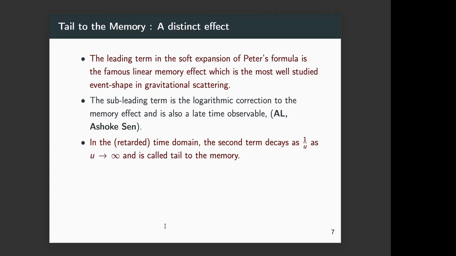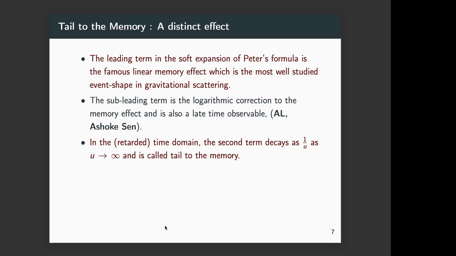this famous linear memory effect, which is the most well-studied radiative observable, or what I would often call event shape, in gravitational scattering. And then the sub-leading term, which is going to be of main interest to us, is the logarithmic correction to the memory effect. It's also a late time observable in the sense that we are assuming the detector kicks in at very late time or at very low frequency. In the time domain, the second term decays as 1 by u in the retarded time, and it's called the tail to the memory.